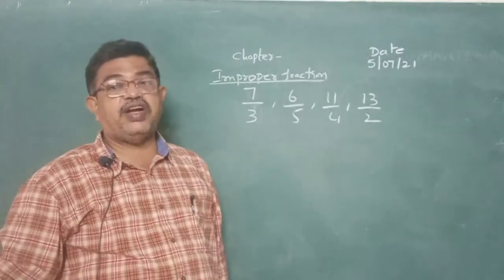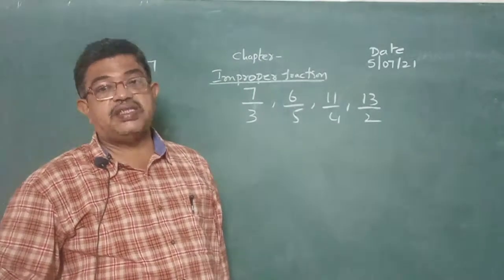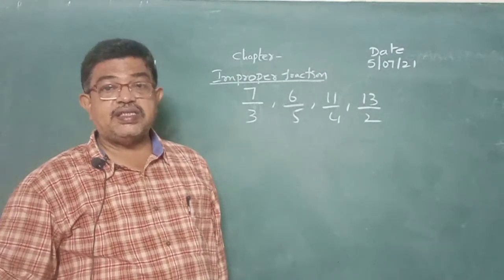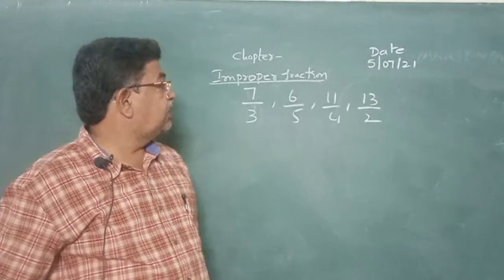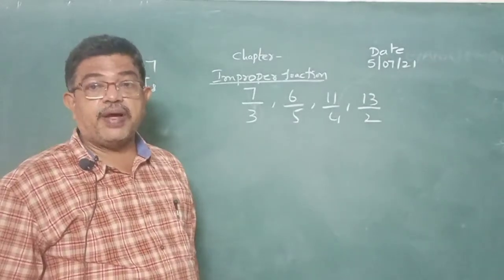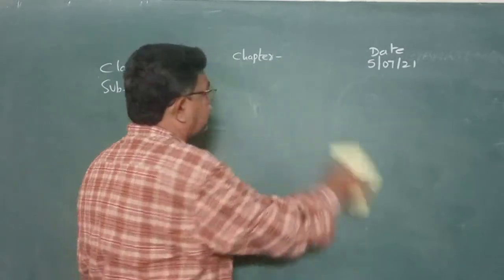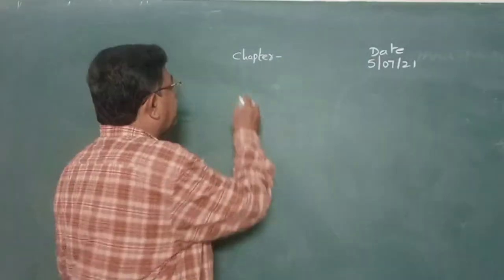So what is a proper fraction? First we learned the numerator is less than the denominator. What is an improper fraction? The numerator is more than the denominator. Such fractions are called improper fractions. And the next point, that is the fourth point, is mixed fractions.